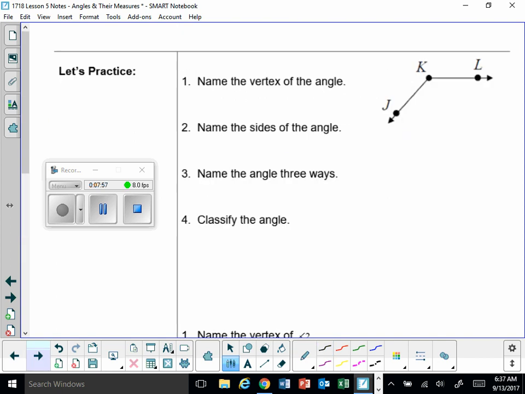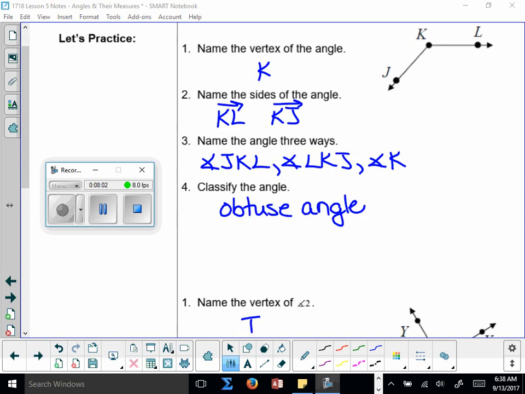So let's do a little practice. I want you to go ahead and try this page on your own. Pause the video. All right. The vertex here is K. Remember that the sides are rays, and when you name a ray, you have to start with the initial point. Then the second point the ray is going through, the ray symbol always has to point to the right. So be really careful about that. Make sure when you're naming the angle, you've got the angle symbol in front. And make sure when you classify the angle, you don't just say obtuse. It's an obtuse angle.